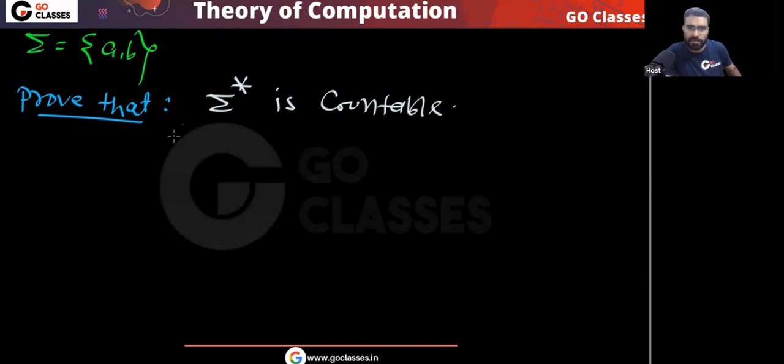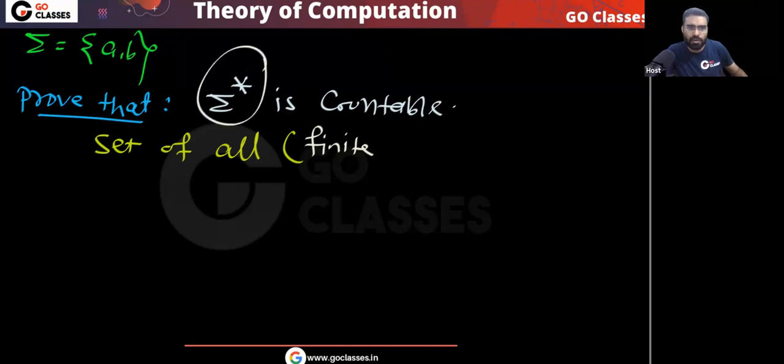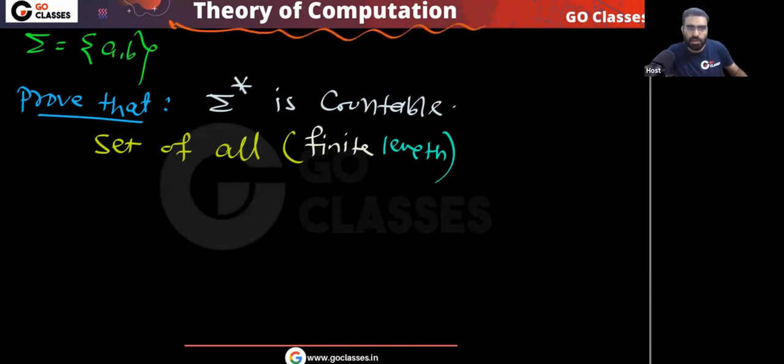Remember, sigma star means the set of all finite length strings, right? But remember, in theory of computation, by default, every string has what length? In sigma star, we have finite length strings, right? So remember, in automata theory, every string has finite length. Agree with me? By default, every string has finite length.